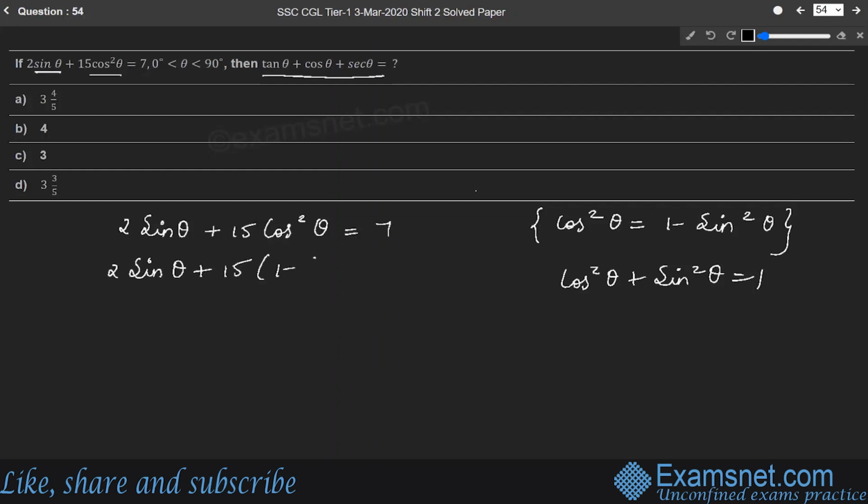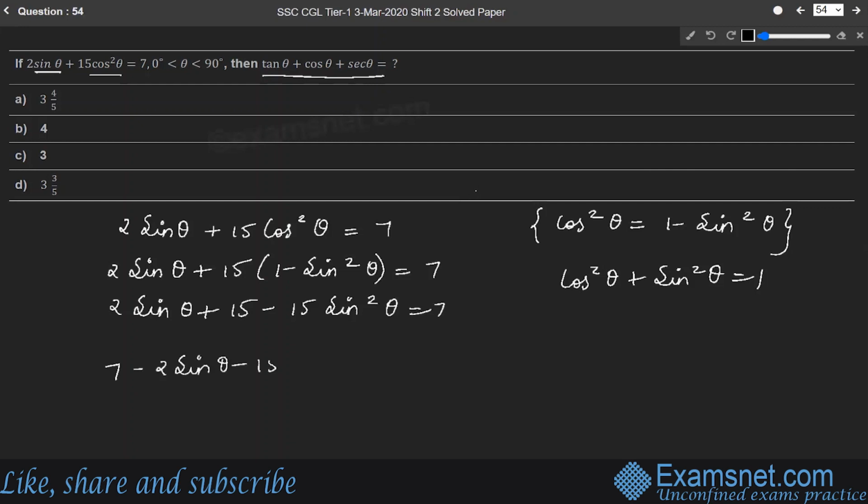What is cos square theta? 1 minus sine square theta, equal to 7. So now 2 sine theta plus 15 into 1 will be 15, minus 15 into sine square theta, will be 15 sine square theta, is equal to 7. Now let us do one thing. Let us take all the terms on right hand side. So we will have 7 minus 2 sine theta minus 15 plus 15 sine square theta is equal to 0.